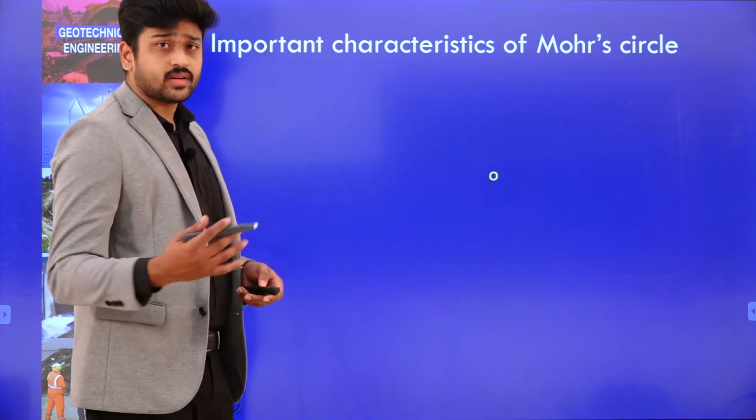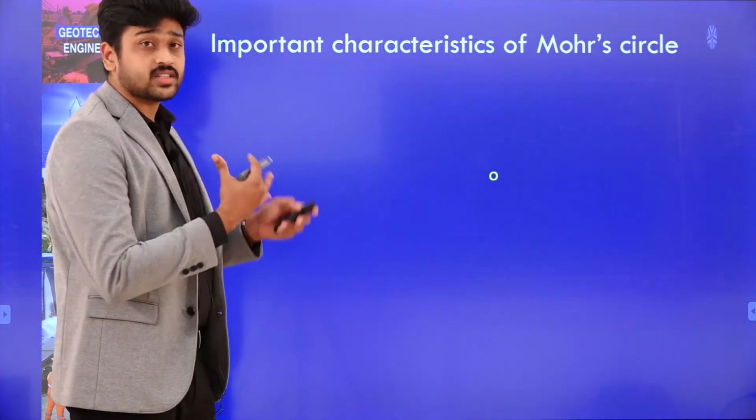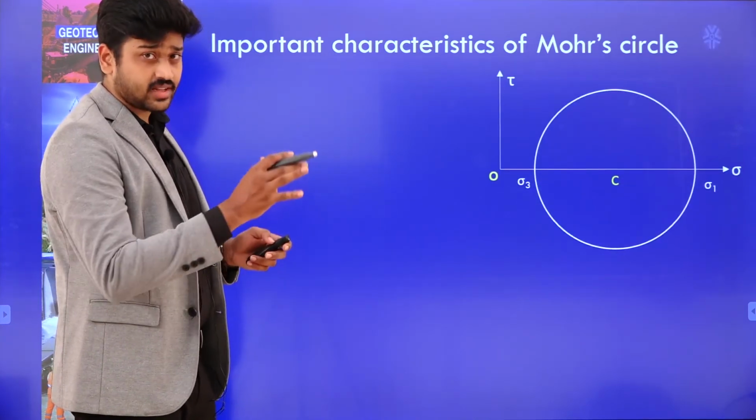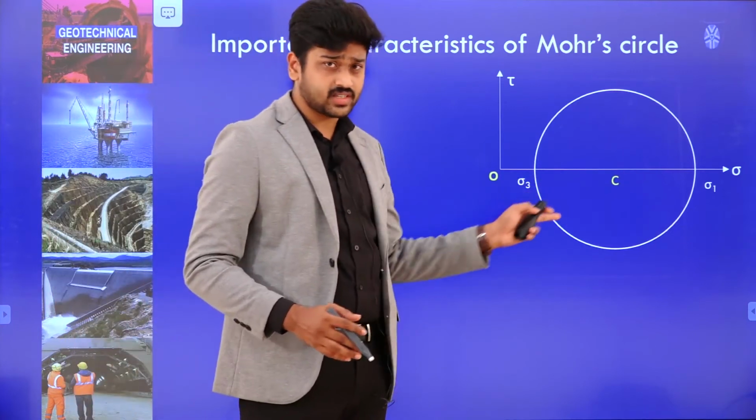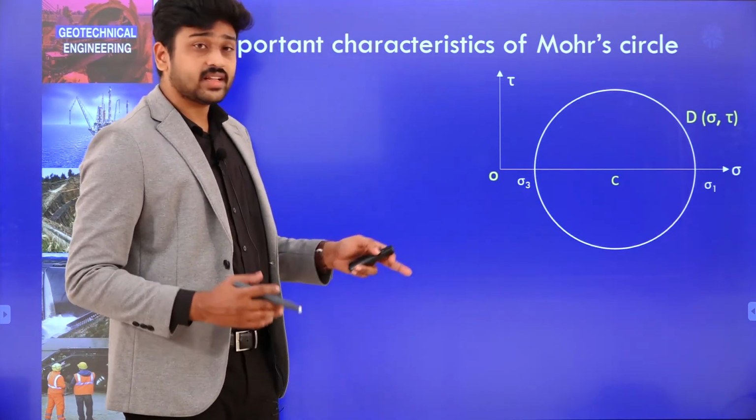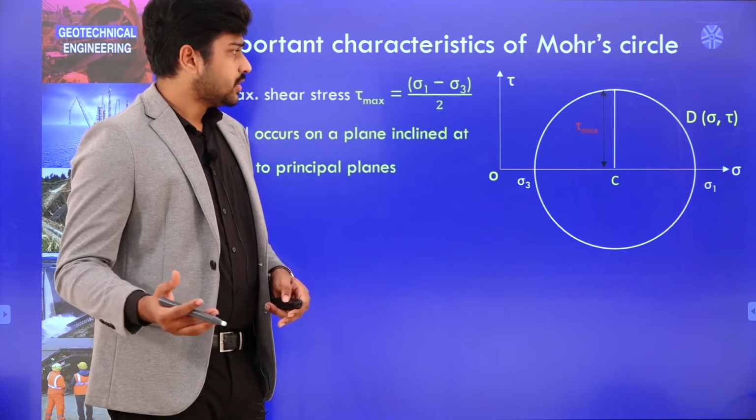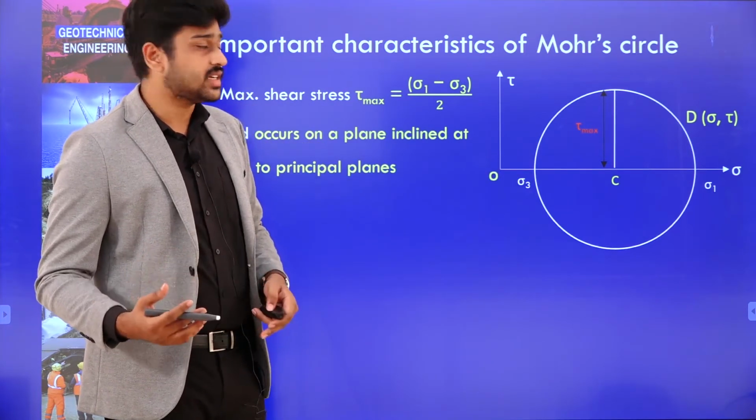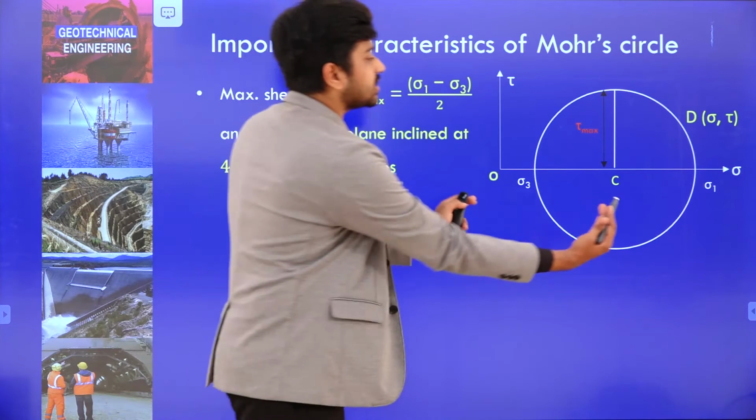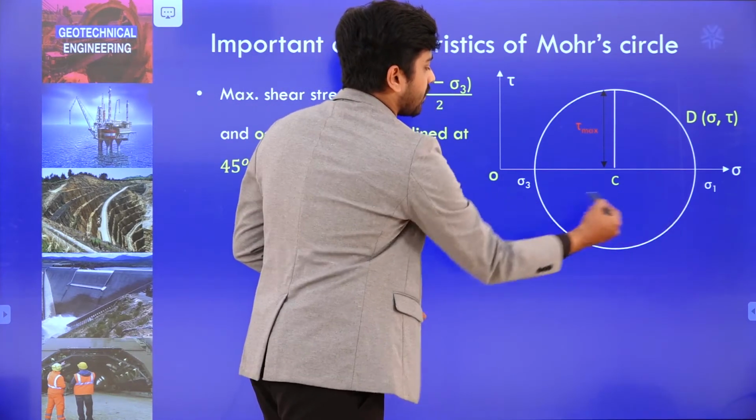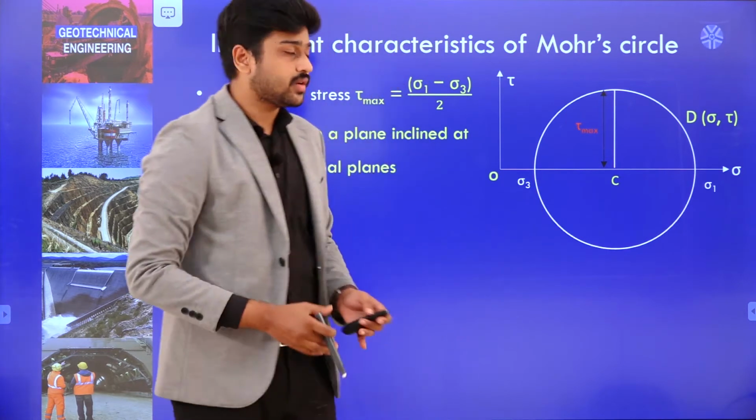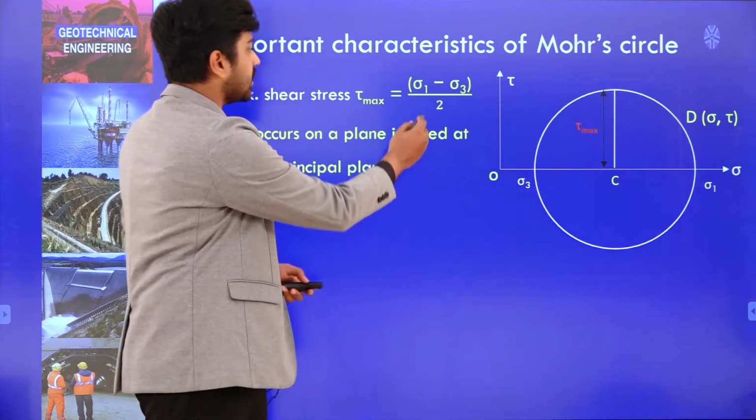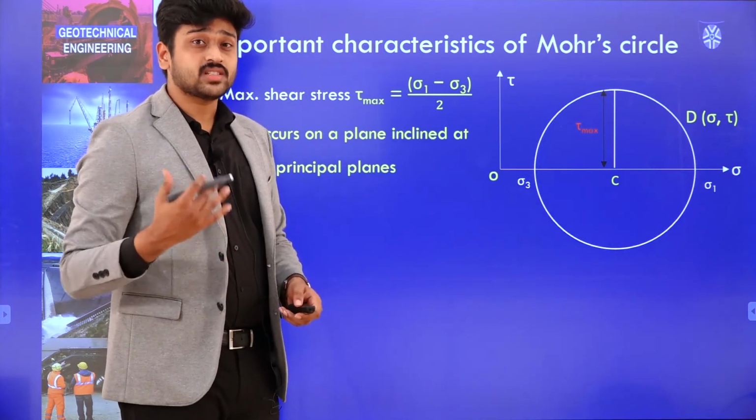Let me clearly explain some of the important characteristics of this Mohr circle. For our understanding, I am neglecting all the other parameters and simply writing sigma 1 and sigma 3. Let us say D is the point which is the pole. As I have mentioned, what is the maximum value of tau max? It is the radius of the circle. Sigma 1 minus sigma 3 will be the diameter, half of it will be the radius. So sigma 1 minus sigma 3 by 2 will be the maximum shear stress that can occur.